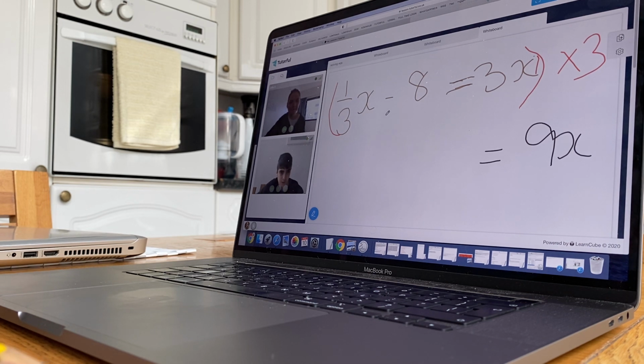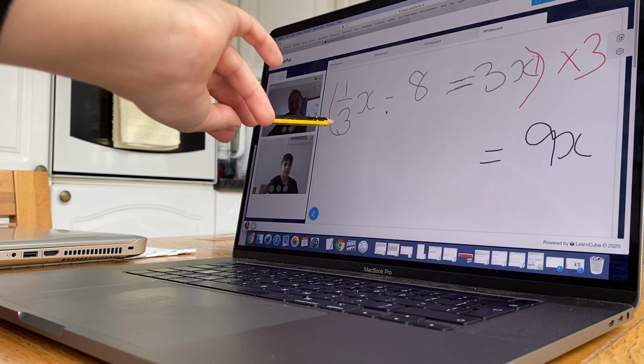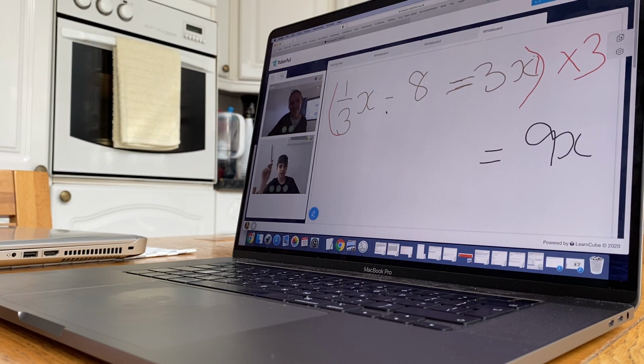So have a think. 1/3 times x times 3. Remember that this thing here is actually the same as x over 3. If we're dividing x by 3, it's the same as multiplying something by a third, right?